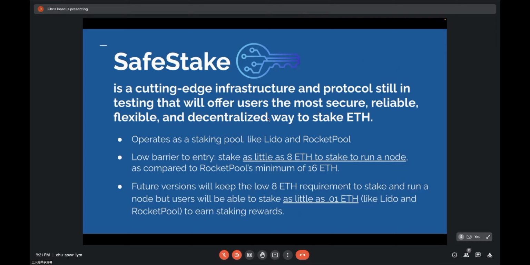SafeStake does operate as a staking pool like Lido and Rocket Pool. However, there's a low barrier to entry. You can stake as little as 8 ETH and also run a node. Remember, Rocket Pool had 16. So we bring that down to 8, and then essentially the pool in the background funds the other 24 ETH to create the 32 ETH validator.